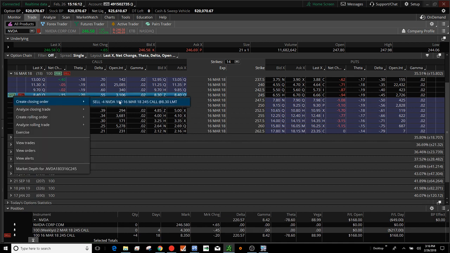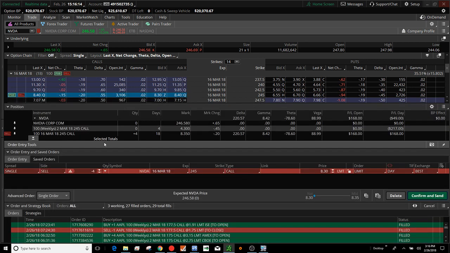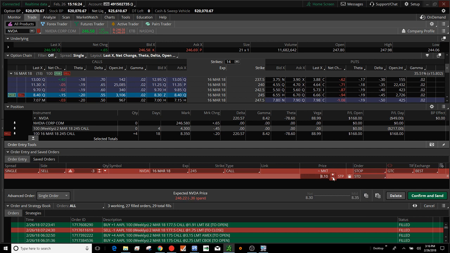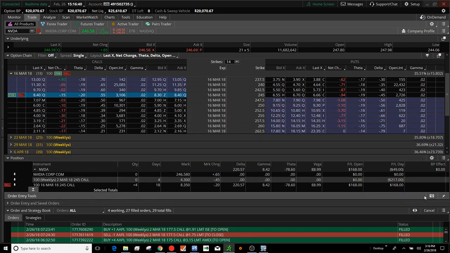Okay, and then the other, so I have one order out for one contract, and so I want to set the rest of these to break even for me tomorrow. So I'm going to set another stop tomorrow for $8.10. So there you go. I'm going to sell 3 contracts at $8.10 if this is hit, and we'll sell it at market, and it's good till canceled. Okay, and then I confirm and send.